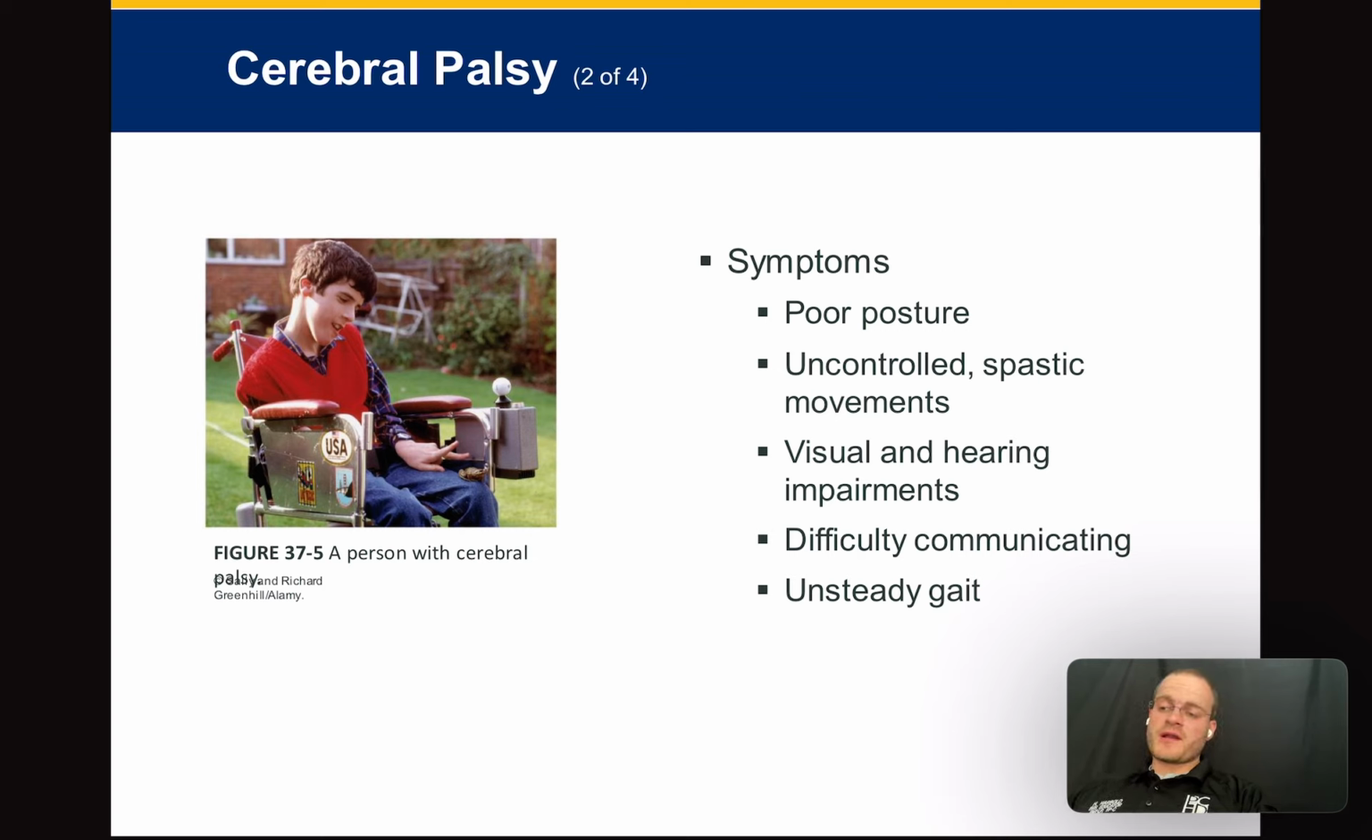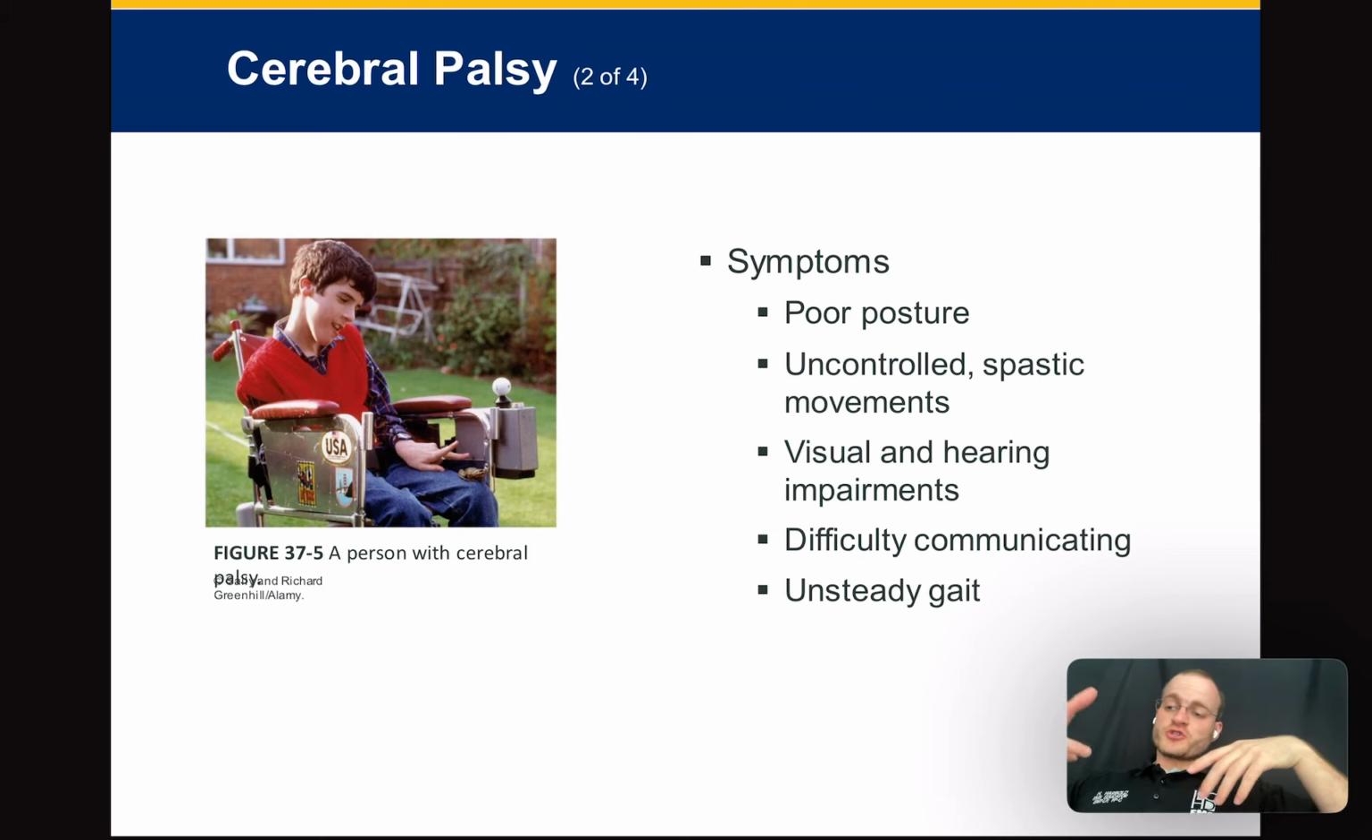I actually used to have a kid in my paramedic class, he's currently a paramedic, who had cerebral palsy. Sometimes his legs would just give out, and so he'd fall, very sad. Kid was a trooper, really good student. They can occasionally have their legs spasm when they fall.